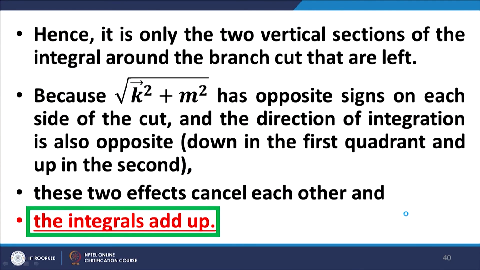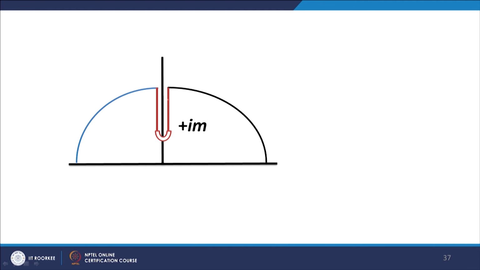We are now left with the integrals along these two straight lines, which move away from im and towards plus infinity. Now, the important thing about these two lines, if you look carefully, is that they will be traversed in opposite directions. If we are moving in the counterclockwise direction, the first line is traversed downwards and the second line is traversed upwards. So, they are being traversed in opposite directions.